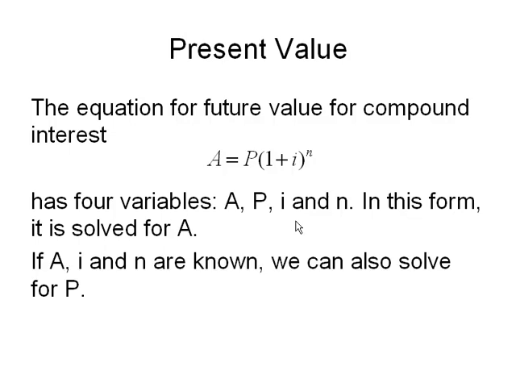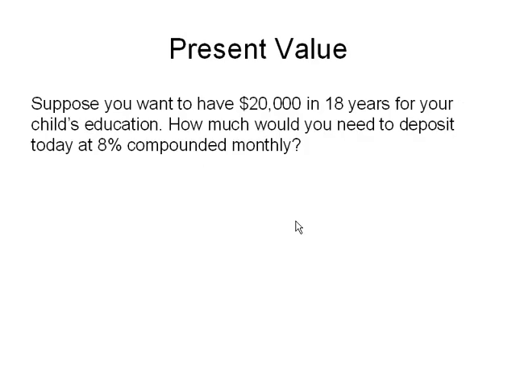But if A, I, and n are known, we could also solve for P. And in that case, we'd think of this as the present value, or the original amount. Suppose you want to have $20,000 in 18 years for your child's education. How much would you need to deposit today at 8% compounded monthly to end up with that? So we want to know, what do we need to have at present so that when we compound it into the future, we end up with a future value of 20,000.